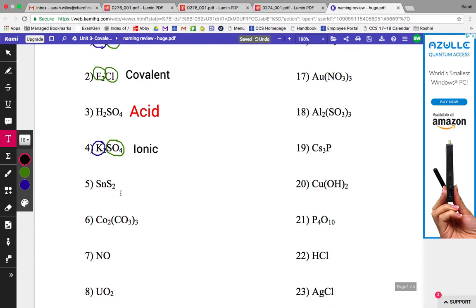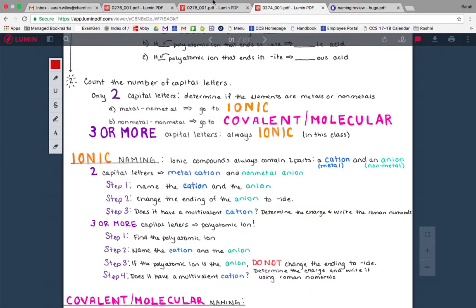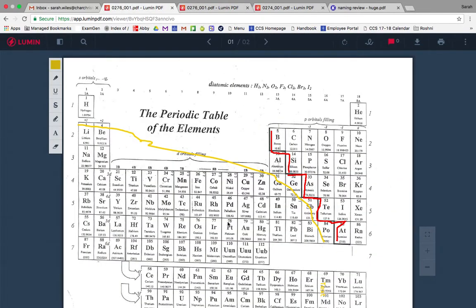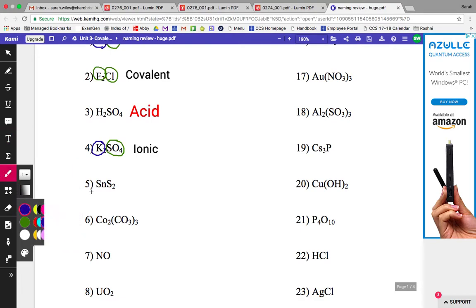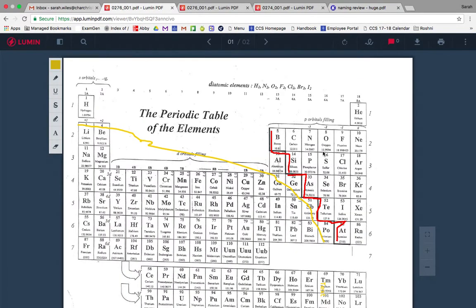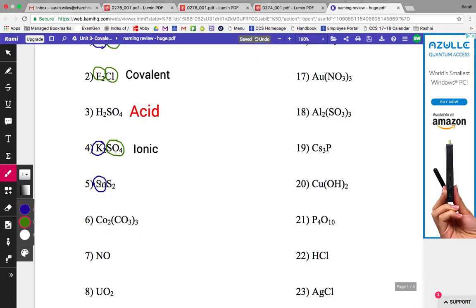So, number 5. SnS. 2 capital letters. If it's 2 capital letters, determine if it's a metal or a nonmetal. Sn is right here. It's to the left of the staircase. It is a metal. S is sulfur. It's right here. It's a nonmetal because it's to the right of the staircase. So that makes that bond metal, nonmetal equals ionic.